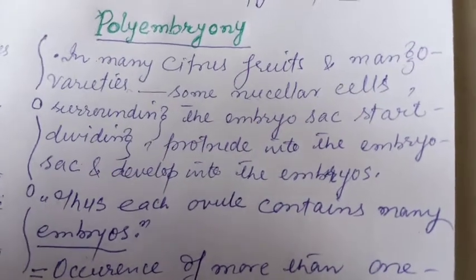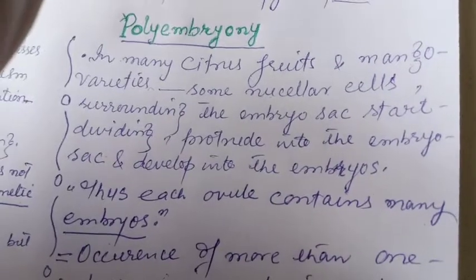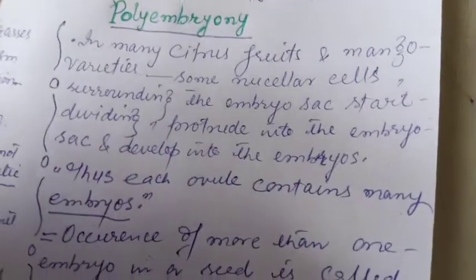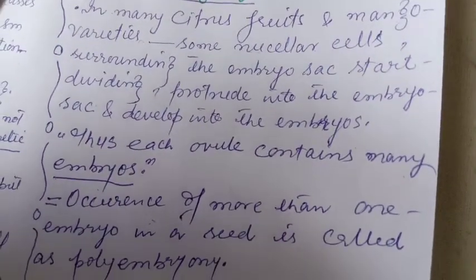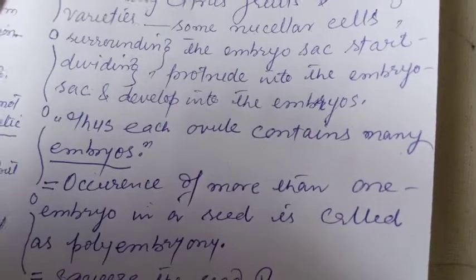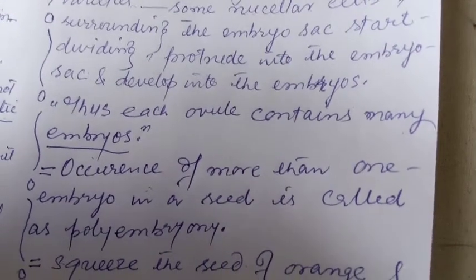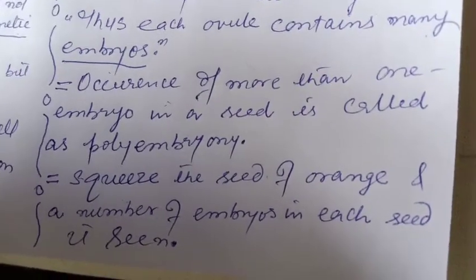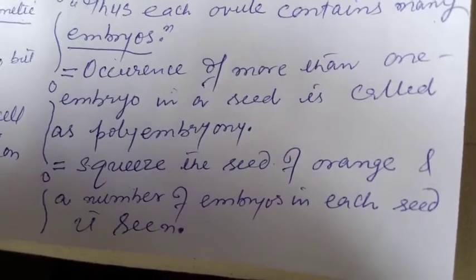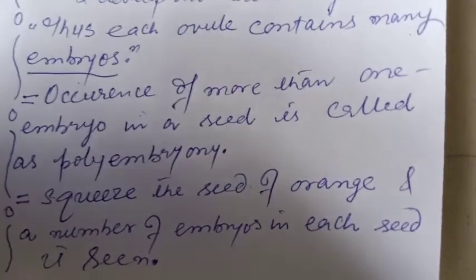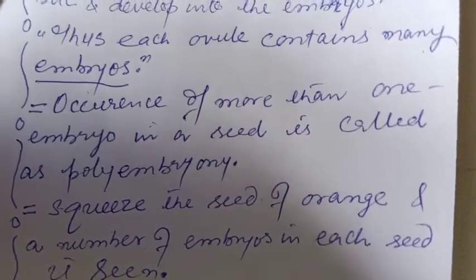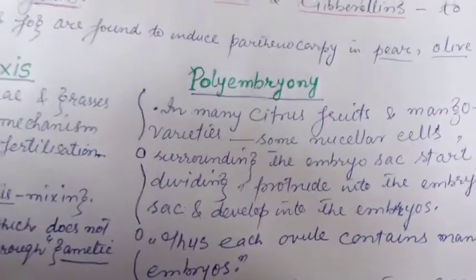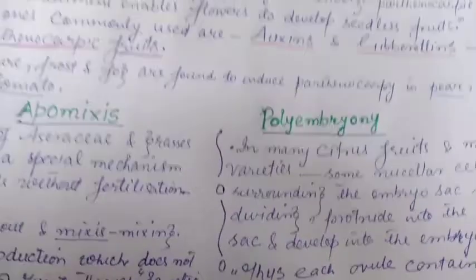The most common of these polyembryonic fruits is the orange, wherein the seeds have many embryos. Each seed contains many embryos. The occurrence of more than one embryo in a seed is called polyembryony. You can squeeze the seed of an orange and visualize a number of embryos in each seed. Hope you must have understood these events, which are very important from the examination point of view. Thanks.